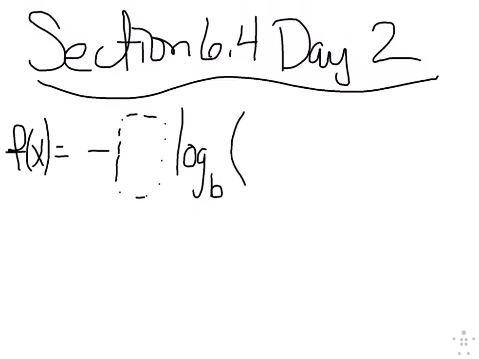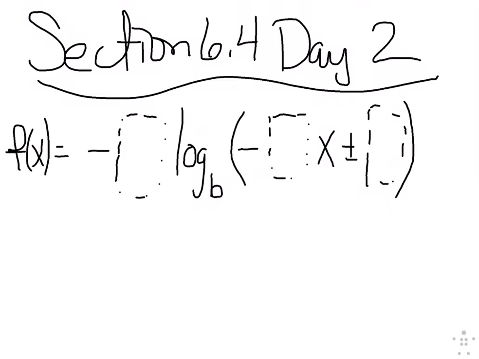Then if there's a parentheses, what's a negative on the inside of a parentheses tell you? Reflection over the y-axis. What's a multiplied in front of the x tell you on the inside? Horizontal stretch or shrink, depending on the number. Plus or minus, and then a number there. What's a plus or minus on the inside? Tells you left or right. And what's a plus or minus on the outside? Up or down.